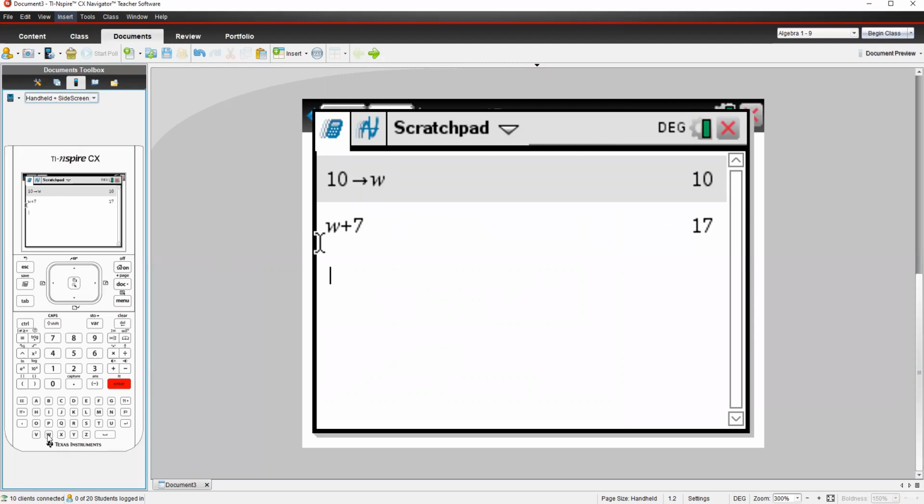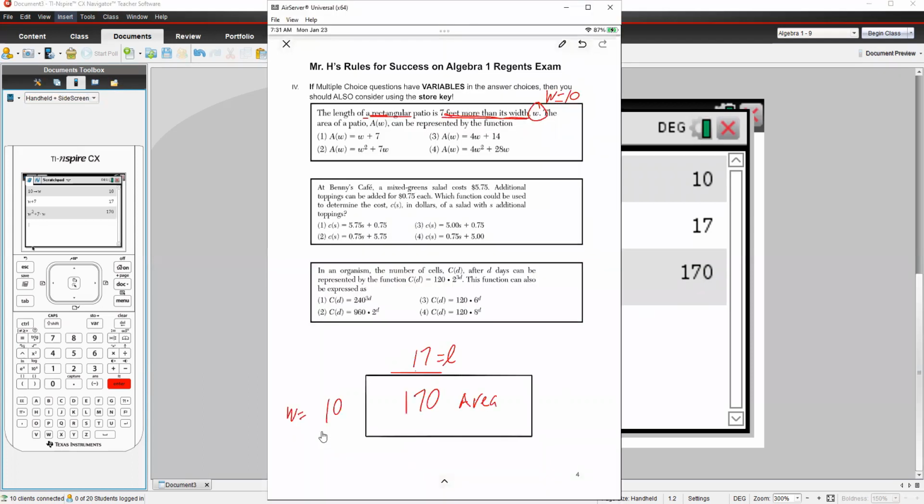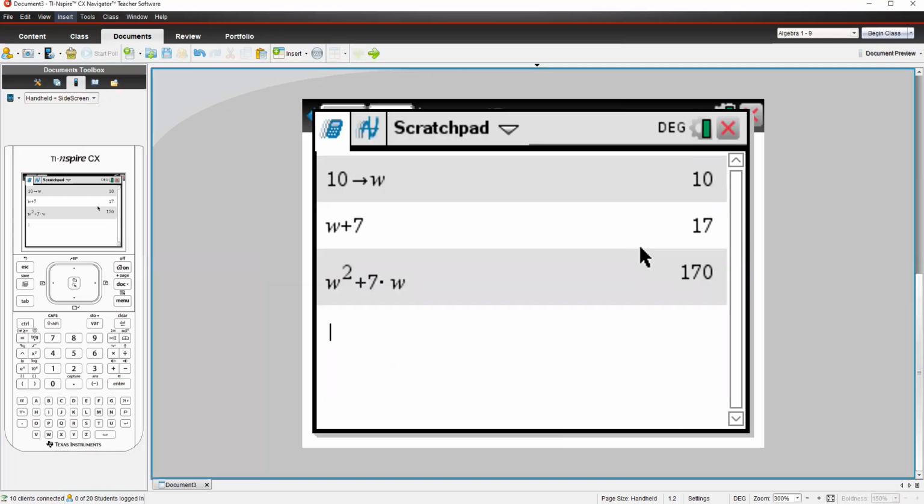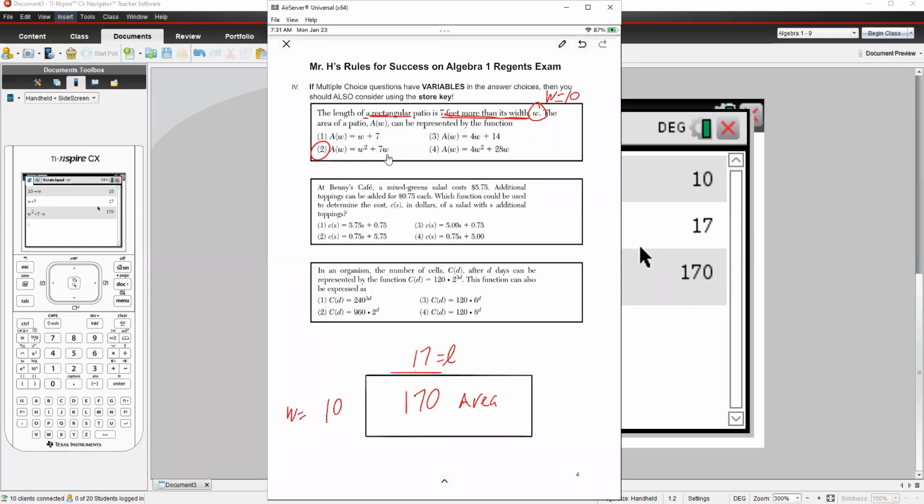If you go to the next one, it's W squared plus 7W. When you do that, you press enter. Look, it gives you 170, and that's what we calculated when we plugged in. We said that the area should be 170 square units, and that's what we got. So that would actually be our answer. We would circle that one, option 2.